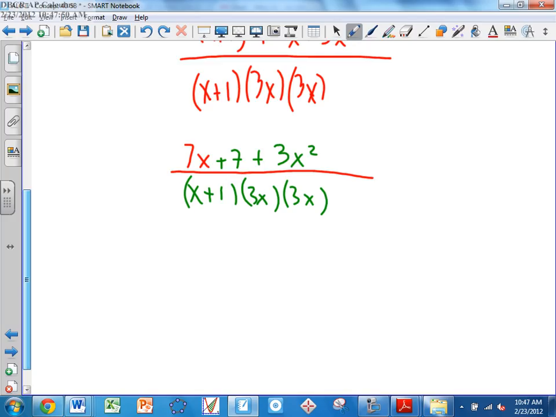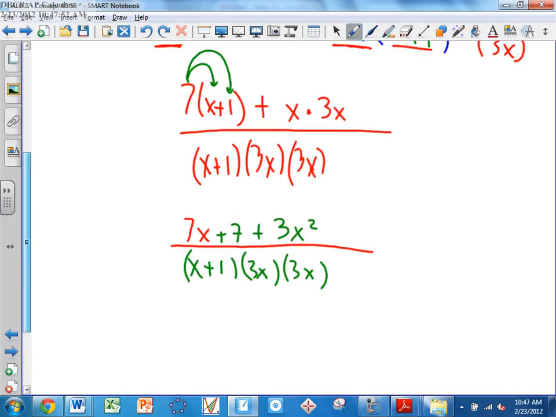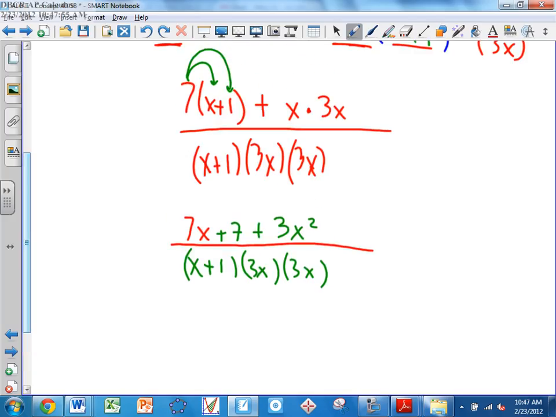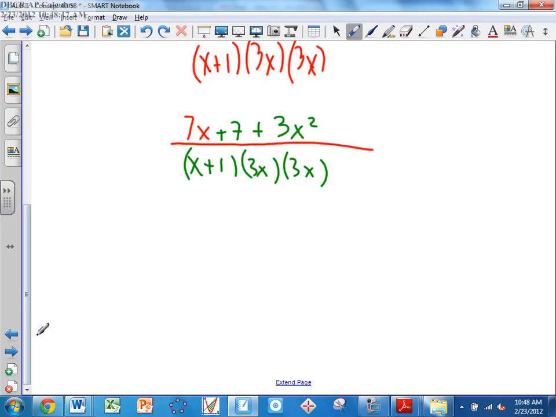So again, I was up there. I distributed the 7. I got to the next line there. Look at your numerator. If you have any like terms at this point, you should combine them. In this problem, there happen to be no like terms, right? You see how there's no like terms there? We've got a 7x, we've got another x there, and we've got a 3x squared. So there's no like terms, but I can put them in order. I can write it as 3x squared plus 7x plus 7 all over this.